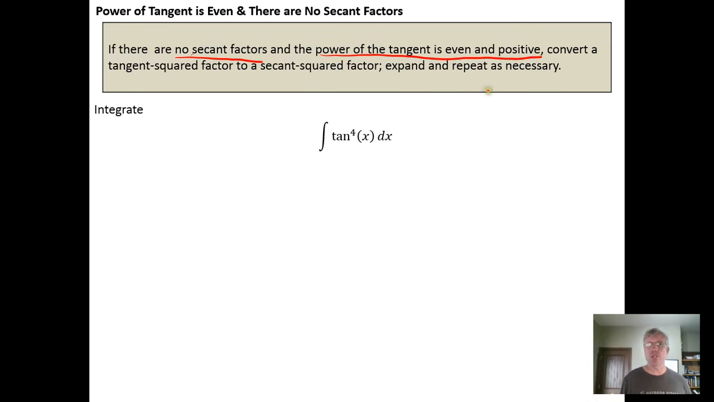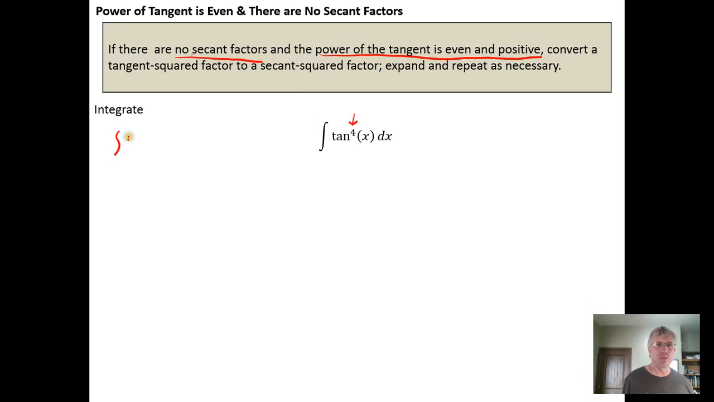So the idea is we're going to rewrite this so that we can take a tangent squared factor and convert it into a secant squared minus 1 using the Pythagorean identity. And then we have to distribute and then repeat the process as necessary. So this can turn out to be an iterative process, especially depending on how large this exponent is.